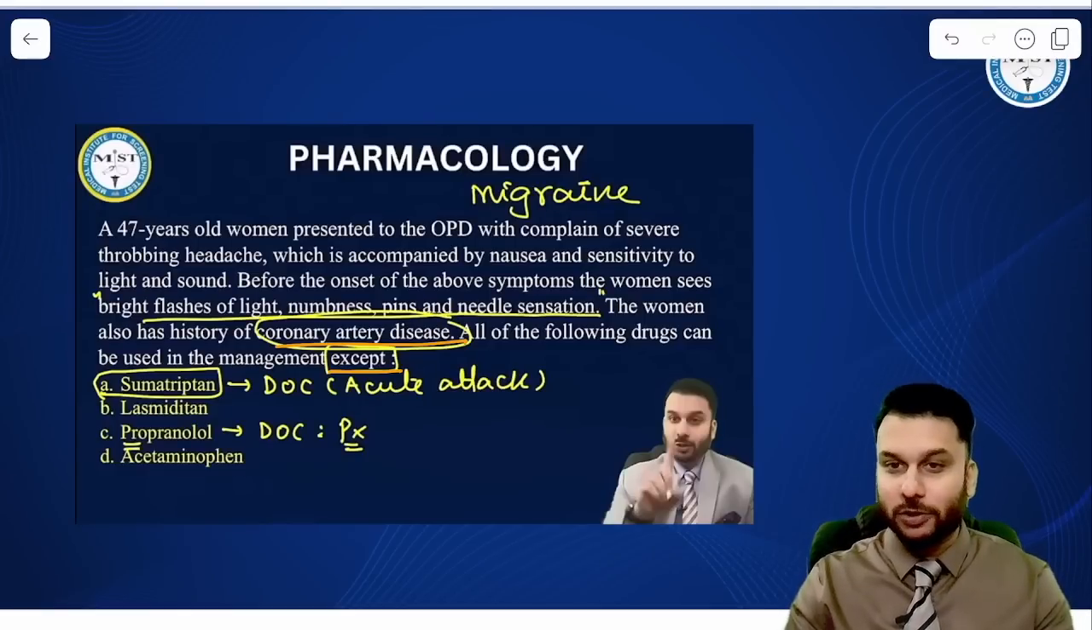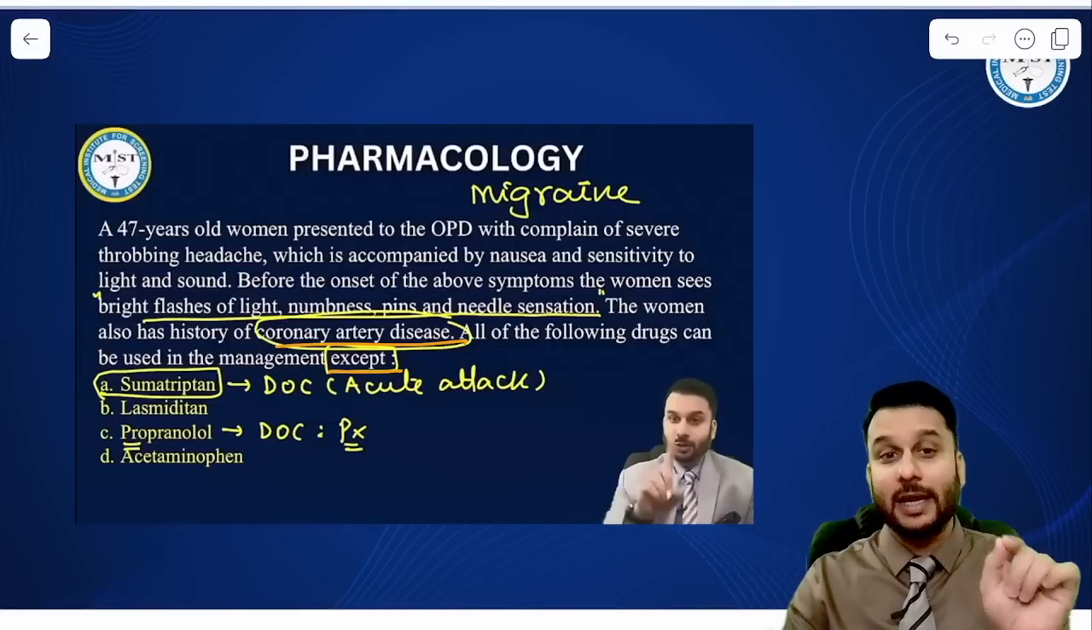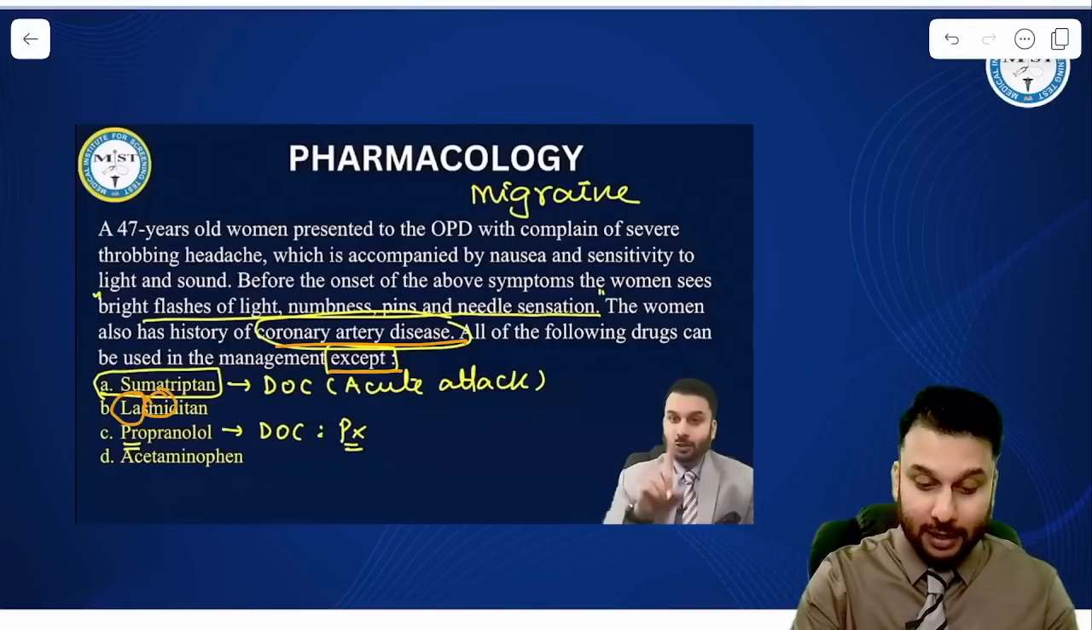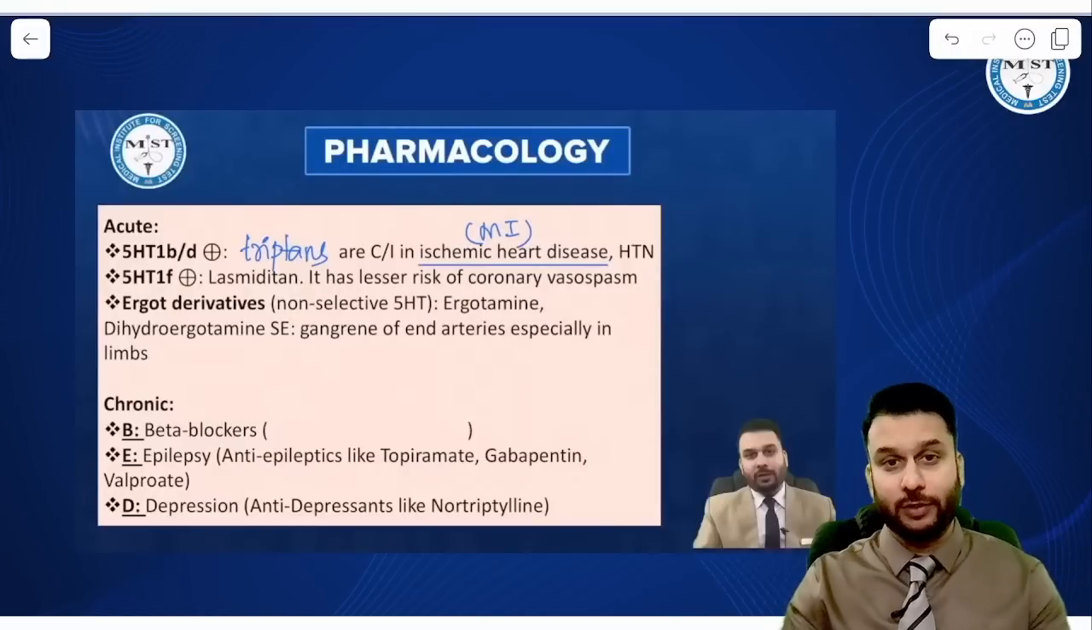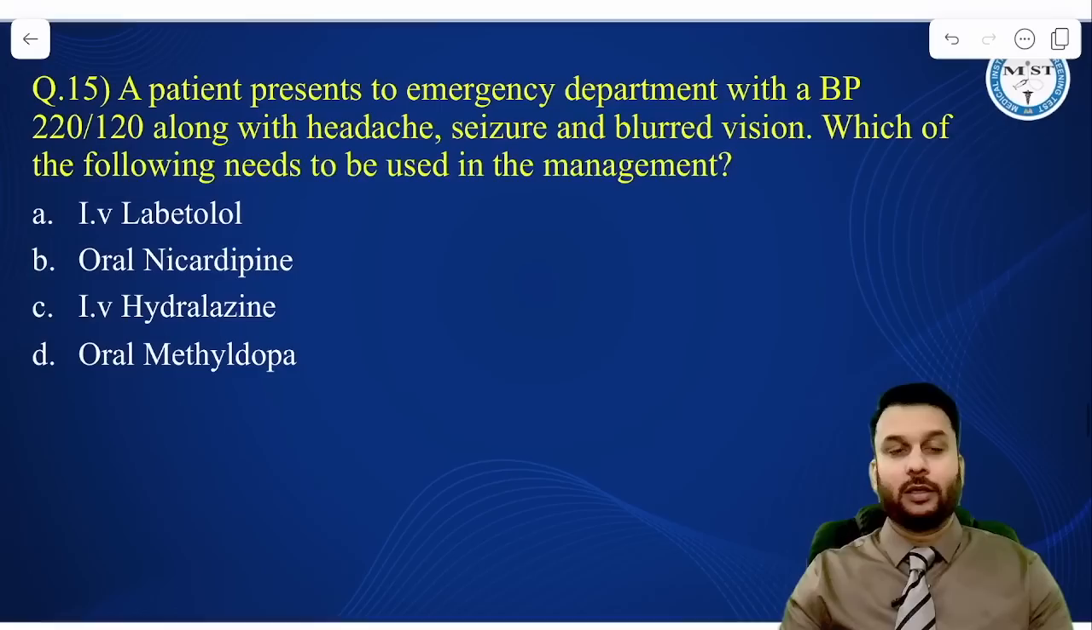Triptans cannot be used in coronary artery disease. So what is the drug you can use? Lasmiditan. I used to tell you a mnemonic: less MI risk is present with lasmiditan. So that's it. Very straightforward thing right here.